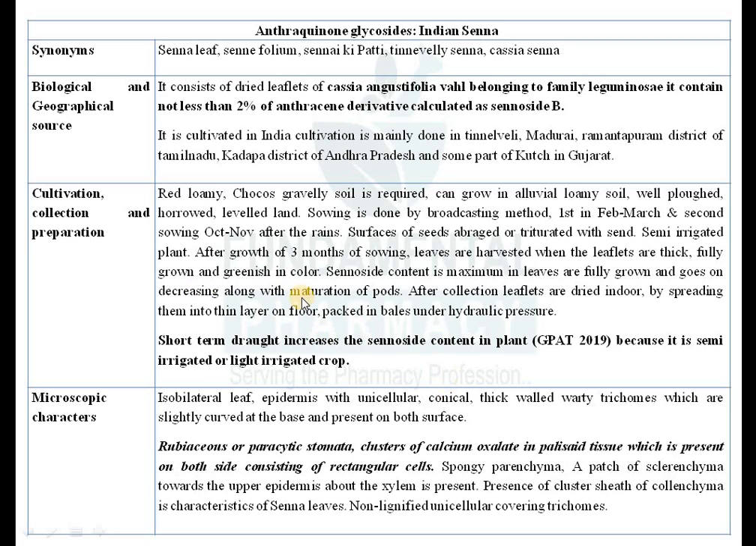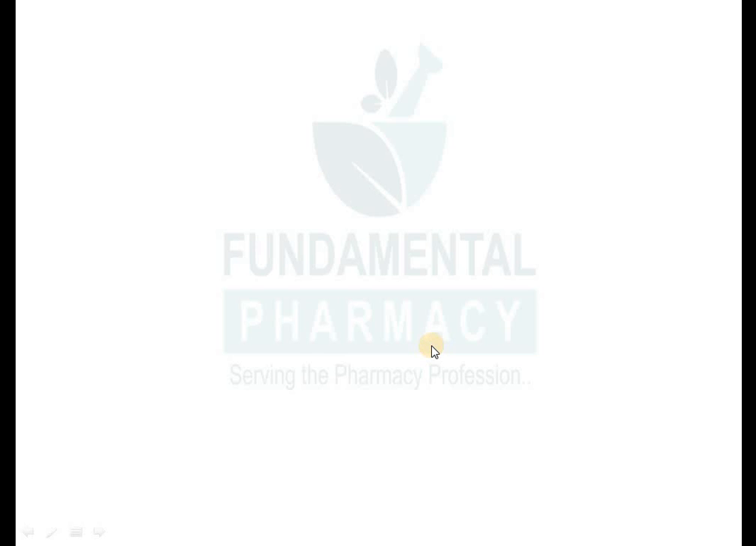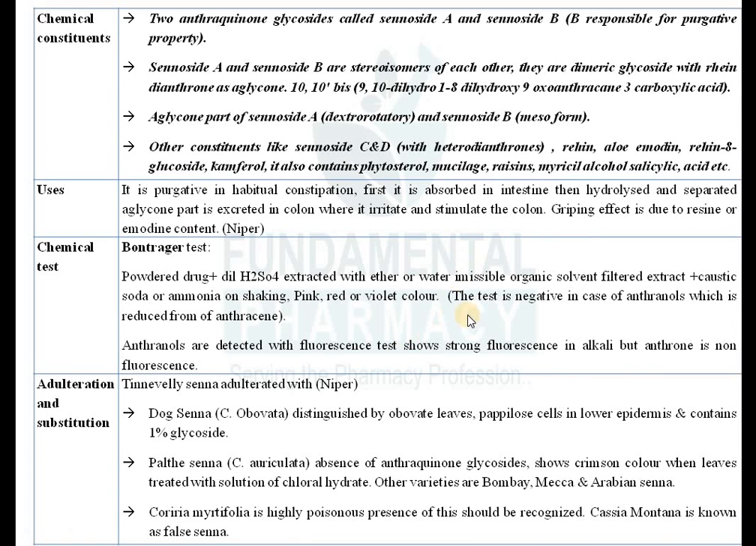So just remember, short-term drought increases the sennoside content, and try to remember the important points from microscopic character like rubiaceous or paracytic stomata, cluster of calcium oxalate, spongy parenchyma, then isobilateral leaf, then thick warty trichomes. So ये थोड़ा सा याद रखिए. बाद में क्या आता है, उसका आता है chemical constituents. So next important point is chemical constituents of senna.